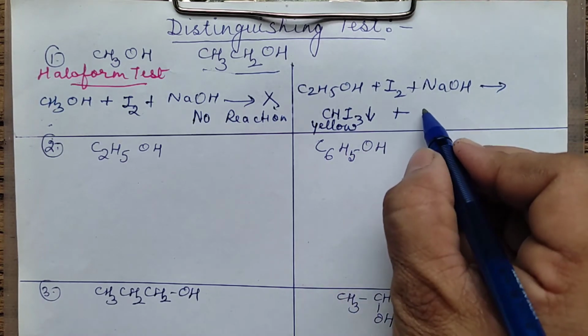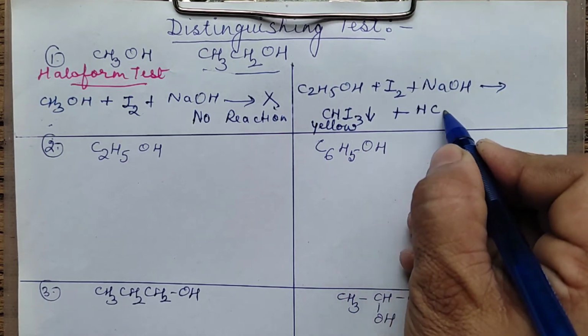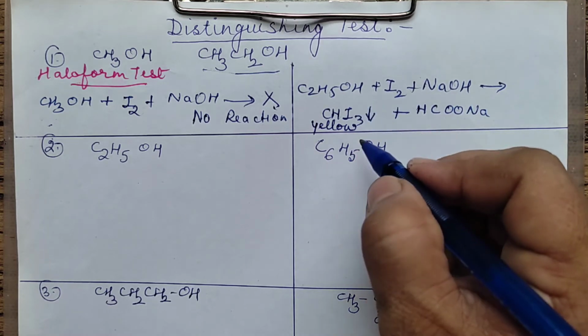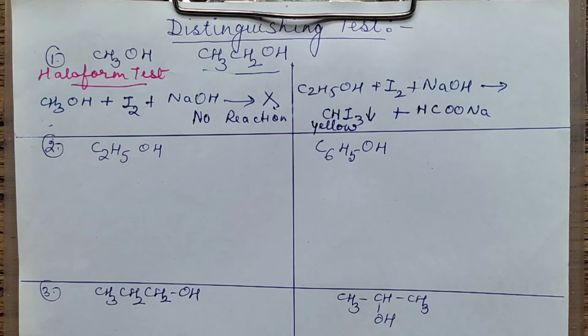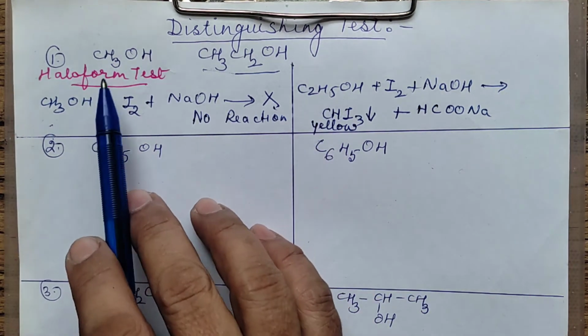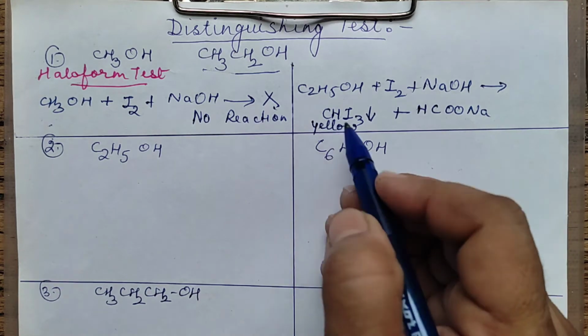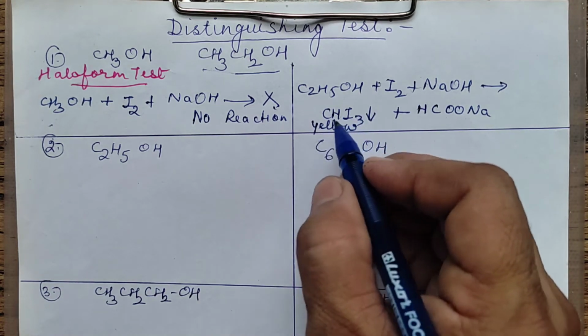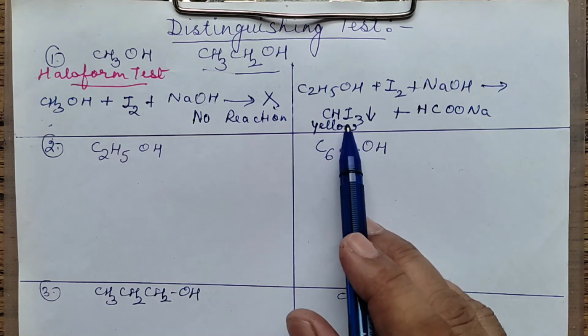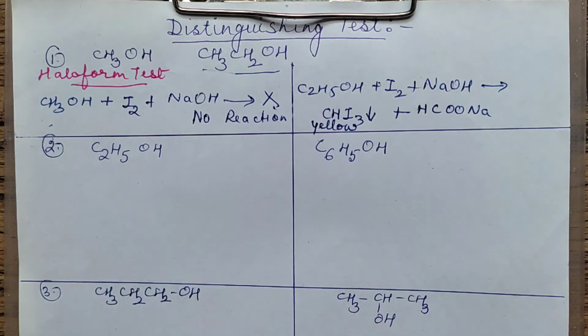Apart from that, what you are getting is HCOONa. That means a sodium salt is obtained. Is this clear? So you will write ethyl alcohol gives a positive haloform test. It will give a yellow color precipitate of iodoform. The name of this product is iodoform. Okay, commonly we are calling this as haloform test, but otherwise the product is iodoform.